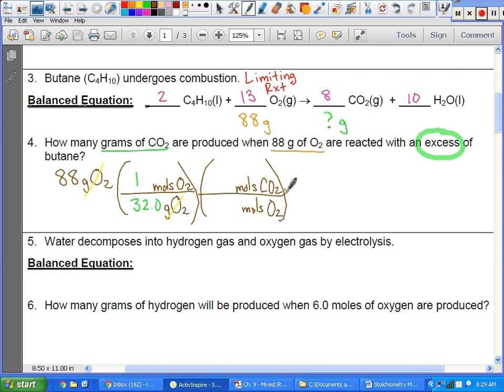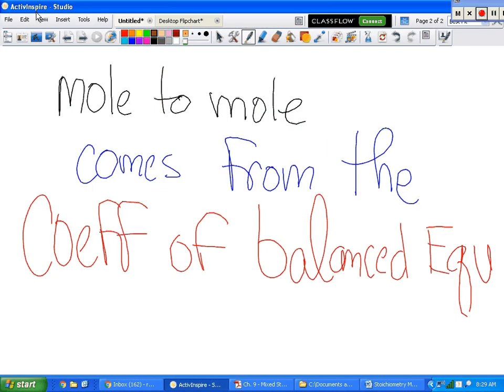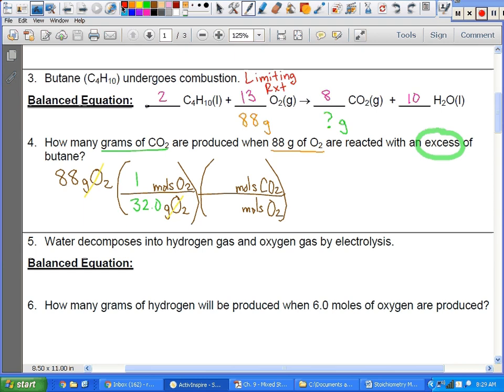Now, again, the mole to mole step comes from the coefficients of the balanced equation. So what is the coefficient of oxygen? 13, wow. Thank you. And what is the coefficient of carbon dioxide? 8. So in this step, it is 8 over 13. Now again, I told you that this is the most complicated problem that you guys are going to see, and it's 3 steps. Would you agree that moles of O2 now cancels? So that's out.